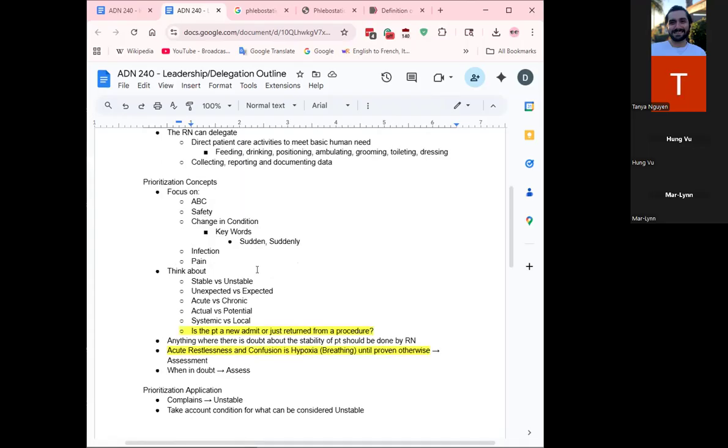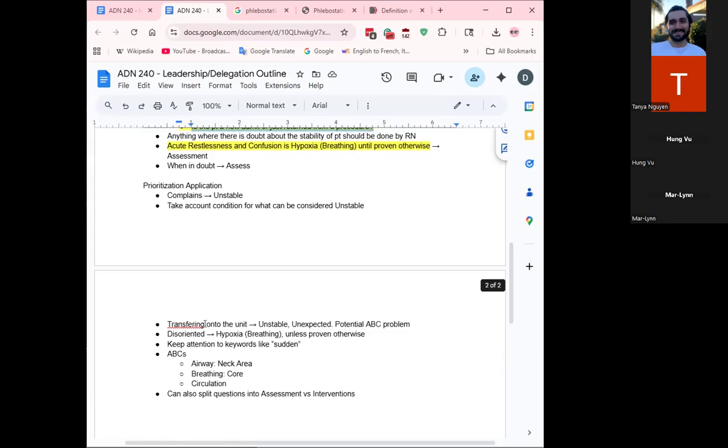Always focus on ABCs. Think about stable versus unstable. Think about that THINK acronym. Acute restlessness or confusion could be hypoxia. It could be all of those other things that we talked about. Focus on a new admission because you don't know anything about them. You don't know if they could be stable because you haven't laid eyes on them. All that kind of stuff, transferring.